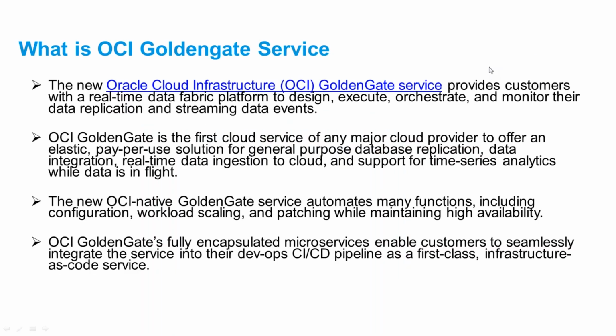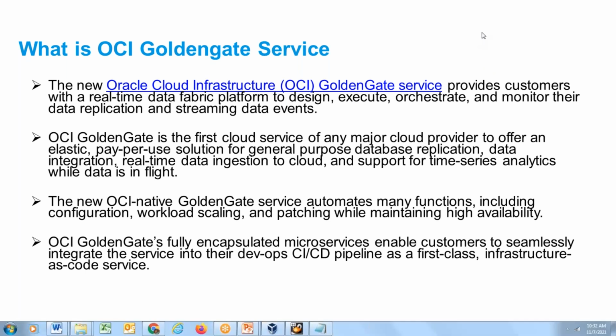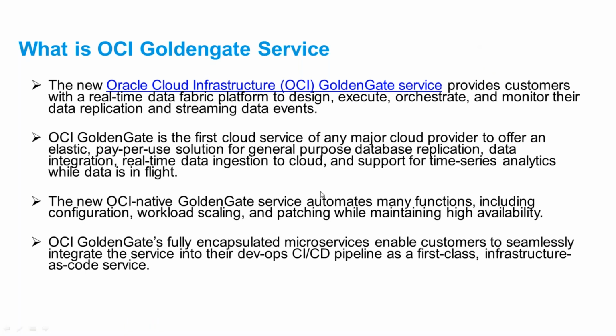The new OCI Goldengate service provides customers with a real-time data fabric platform to design, execute, orchestrate, and monitor their data replication and streaming data events. OCI Goldengate is the first cloud service of any major cloud provider to offer an elastic pay-per-use solution for general purpose database replication. So it allows you to pay based on the usage. It offers real-time data ingestion to cloud and support for time series analytics where data is in flight.